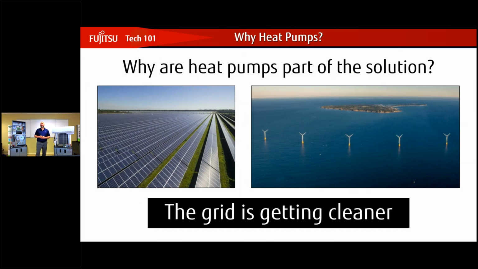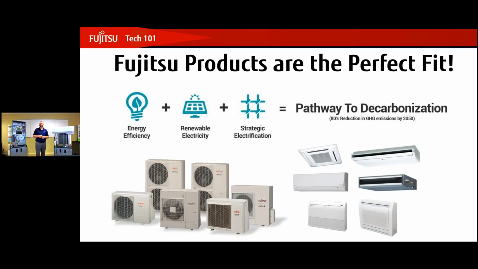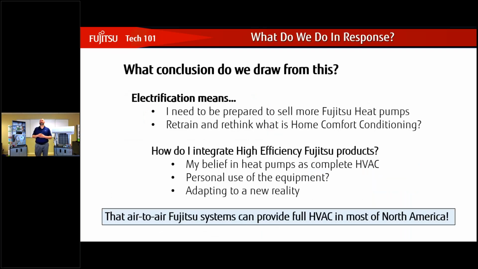All right, so why are heat pumps part of that solution? The entire grid is getting cleaner. We are now producing a lot more solar energy. We are now producing a lot more wind energy. That, coupled with the equipment that we're installing when we're installing mini split technology, is a lot more efficient. So we need to use less of the energy that this is producing. All right. So Fujitsu products, basically the perfect fit for this scenario.